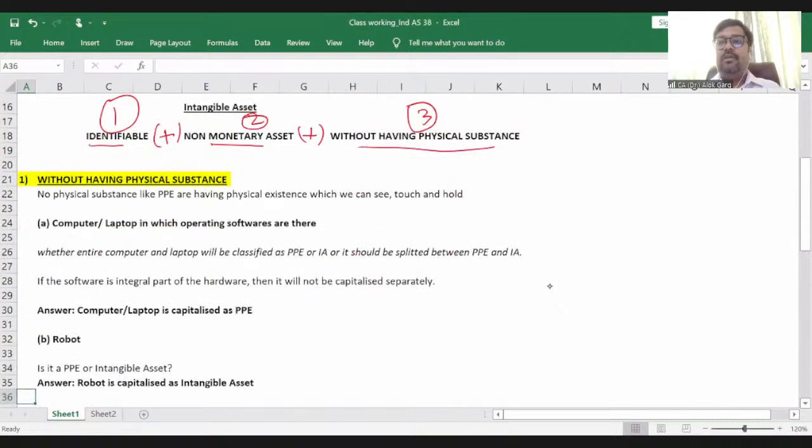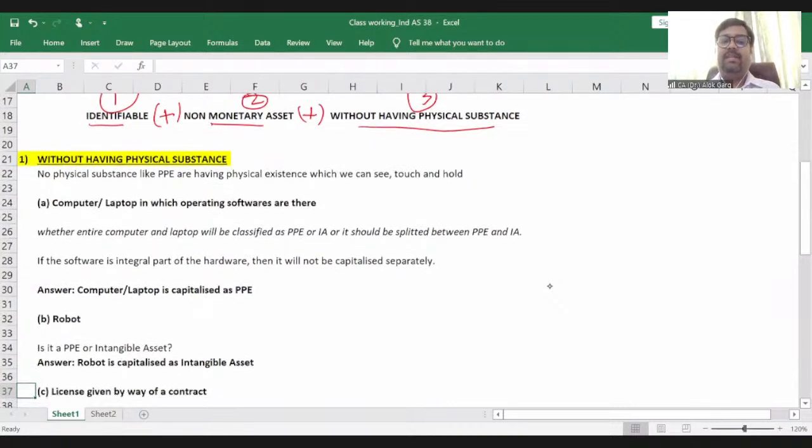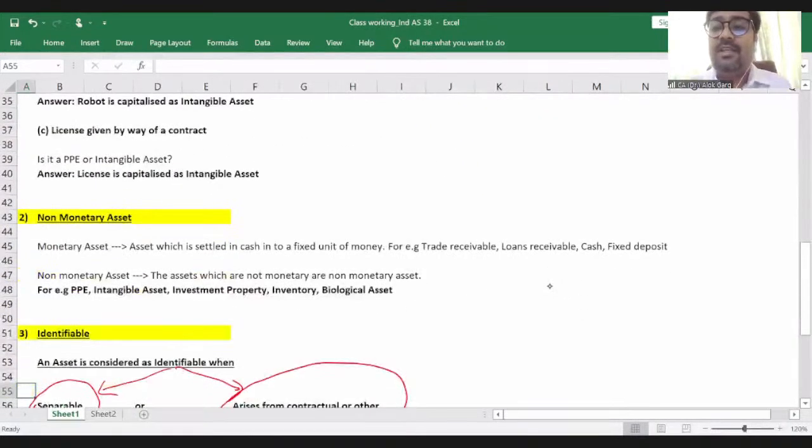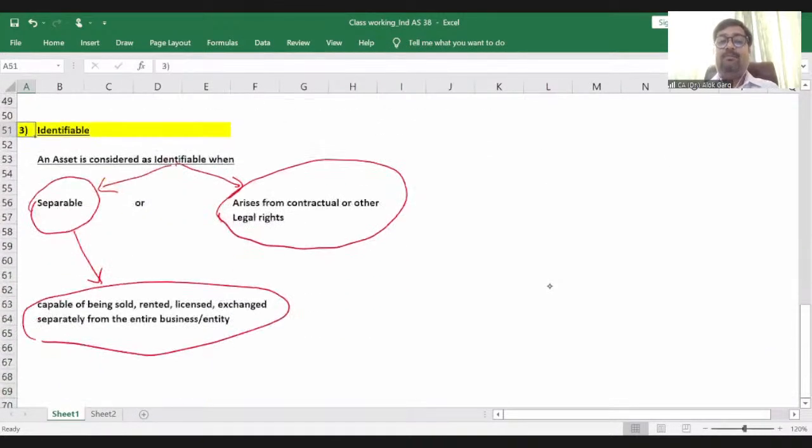Identifiable. So we understood the meaning of non-monetary asset and intangible asset. Intangible asset does not have any physical substance, but intangible assets should also be identifiable. What is meant by identifiable? Since intangible asset is not having a physical substance, that is why this step is very important. I cannot use this word identifiable in my property, plant and equipment. Do you remember? I haven't used this word in my Ind AS 16 lecture.